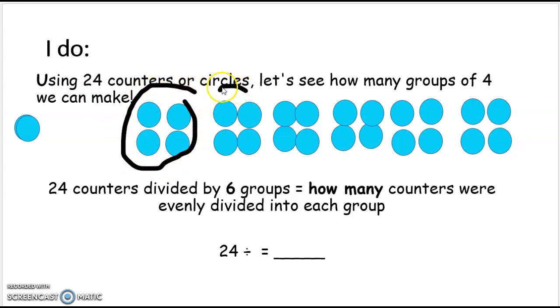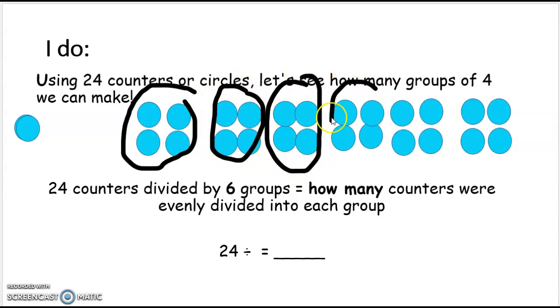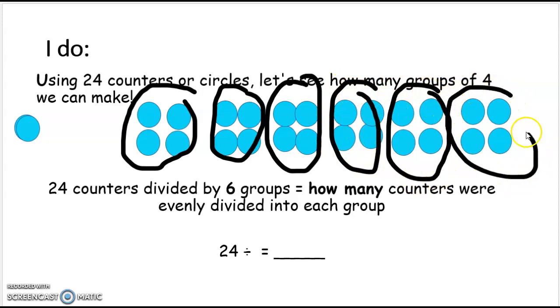1, 2, 3, 4, 5, 6. So that means 24 divided by 4 is equal to 6.